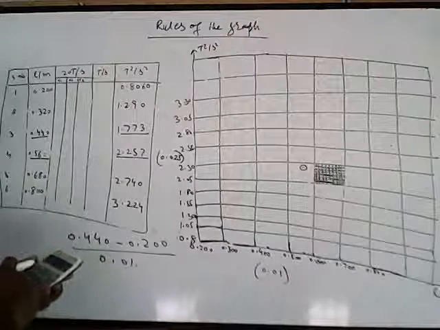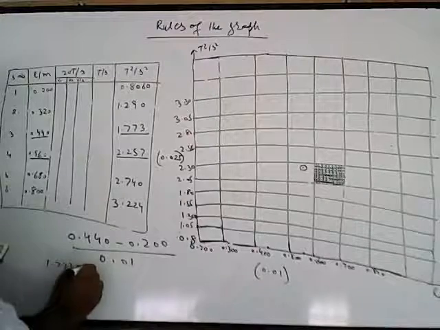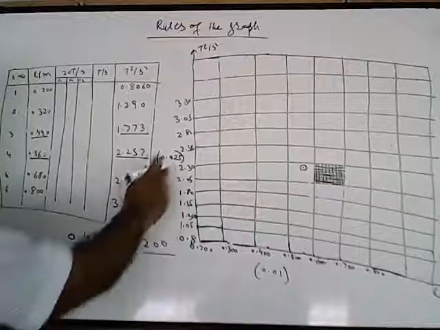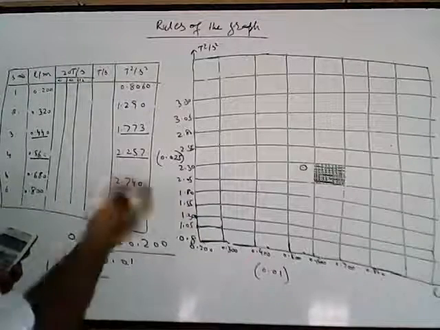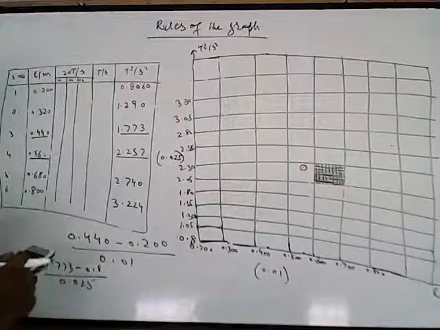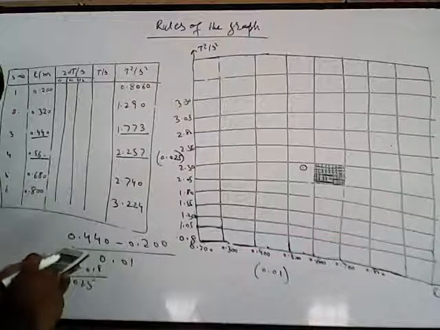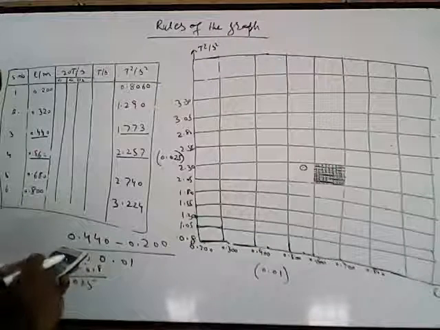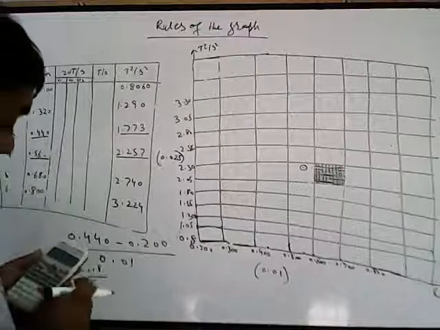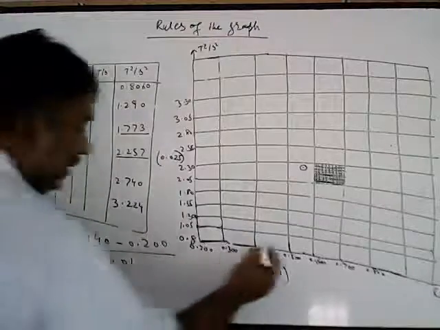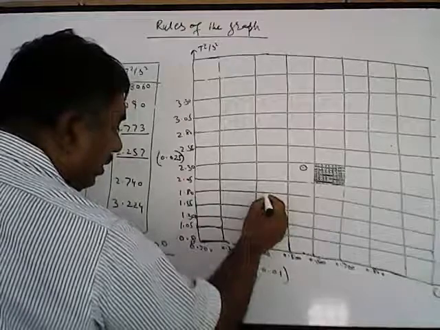So 1.773 minus 0.8 divided by 0.025. This is written here. You do not need to write this on the paper, you can use this directly for calculation. Minus 0.8 and divided by 0.025, and it comes out to be 38.92. So I will take 39 boxes. 10, 20, 30, 40, so 39 boxes are here, this point.